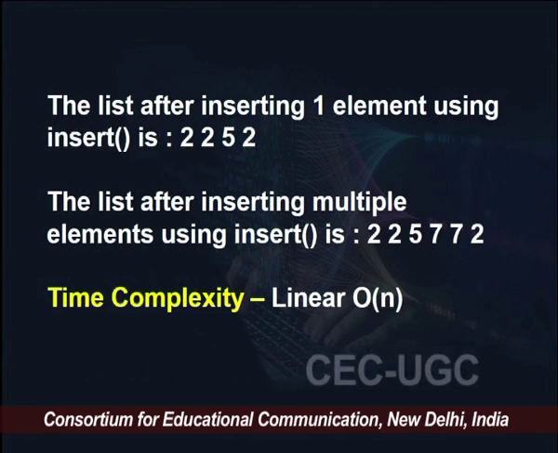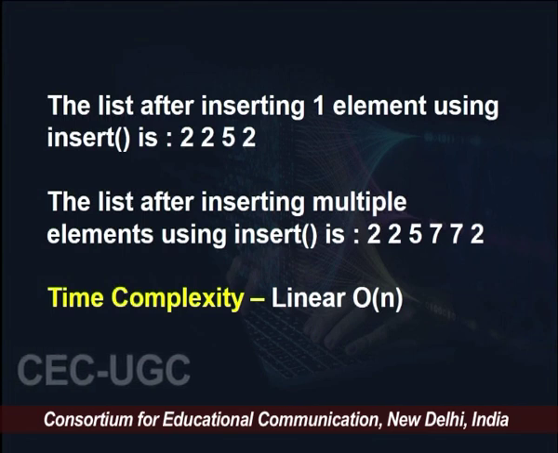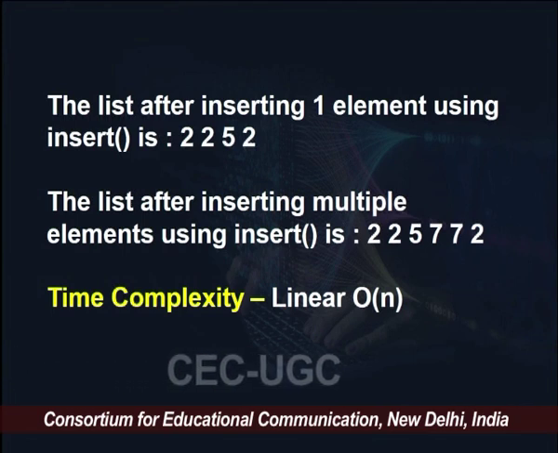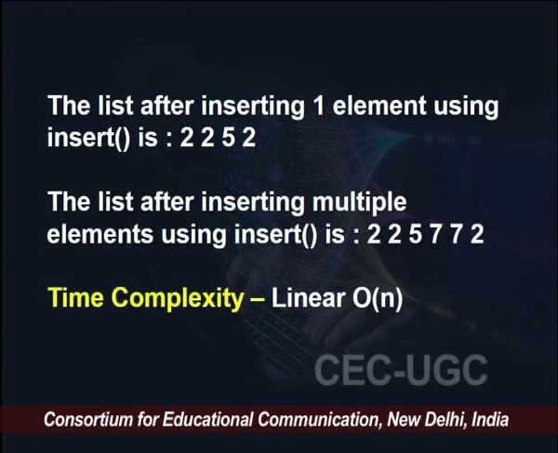N is nothing but the number of elements in the list, because you can go till the last element in order to insert the element at the last or the second last position. So, asymptotically it is going to be order of n.